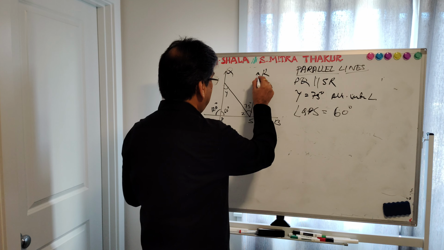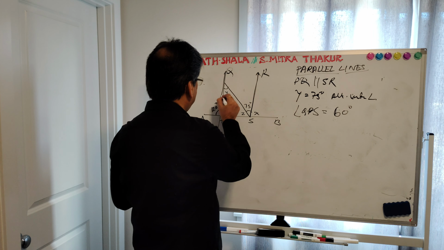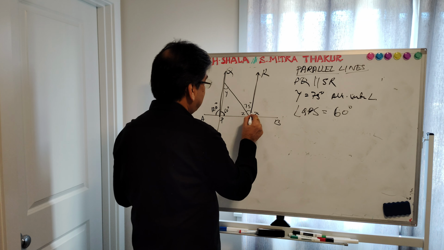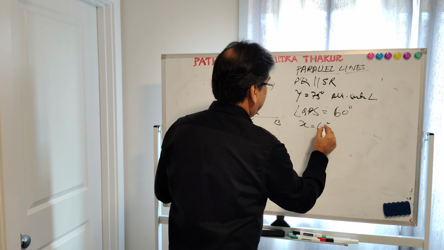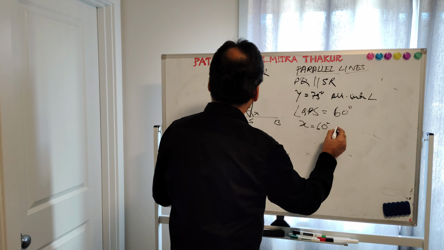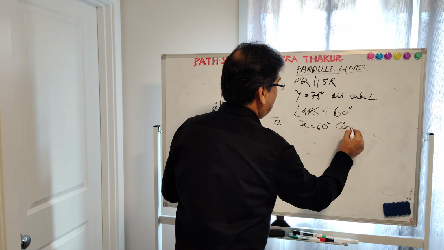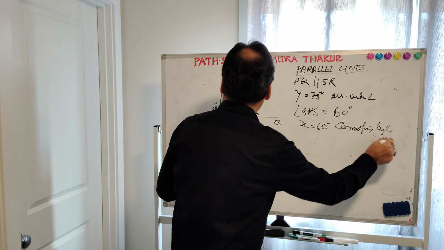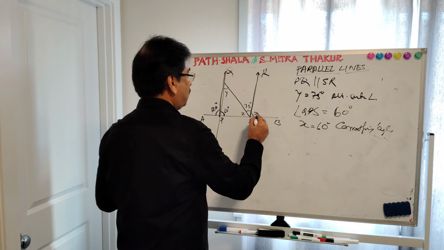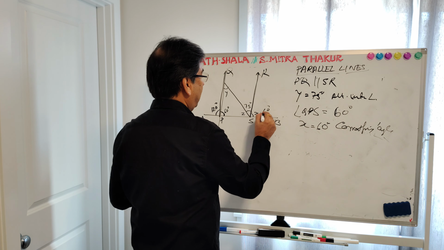And these are the two parallel lines here. If it is 60 and this is 60, so X will be the 60 degree, because it is a corresponding angle, right? So X will be the 60 degree.